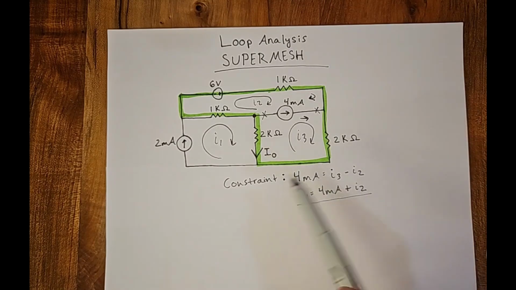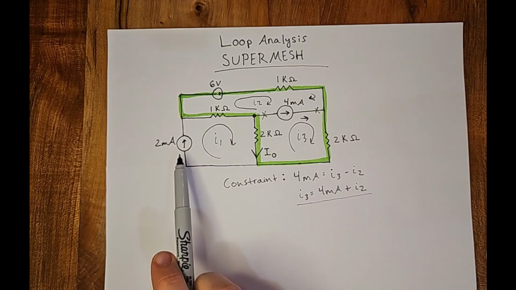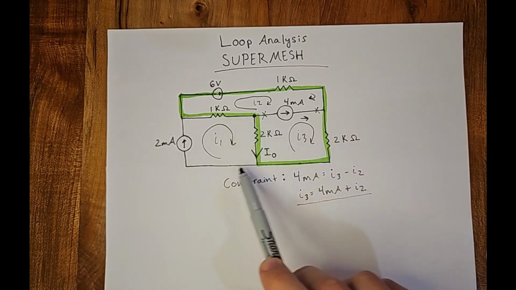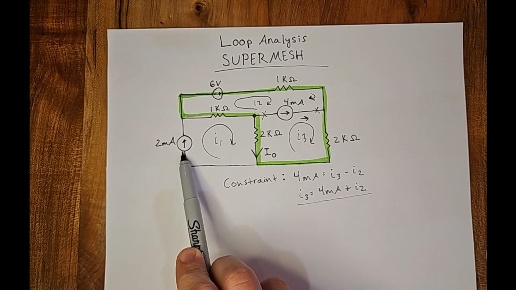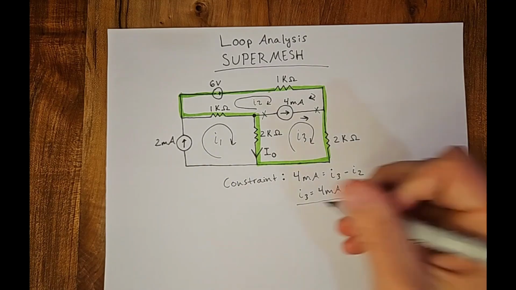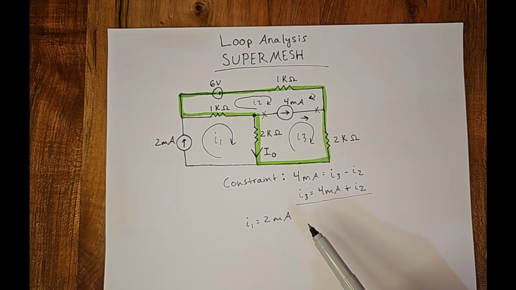Another thing that we already have, look at I1, and look what's here. Now I1's not sharing anything, and this isn't a branch all by itself. So we have this 2 milliamp source just being gifted to I1. So we also know I1 equals 2 milliamps. That's going to help us out later.